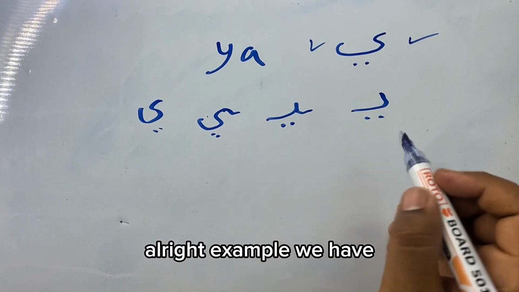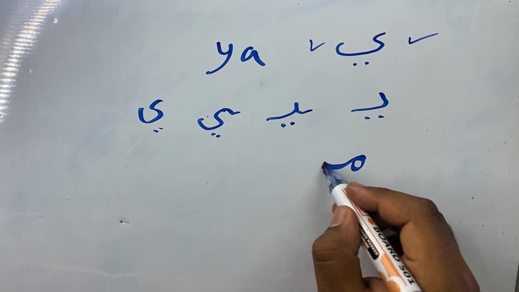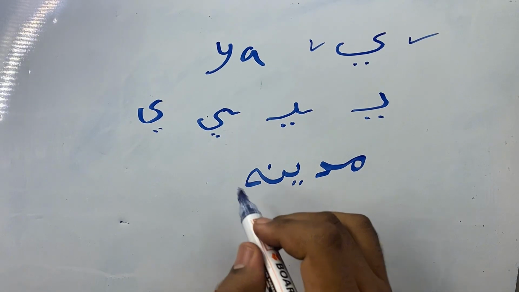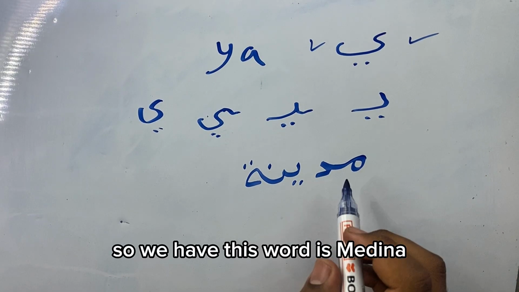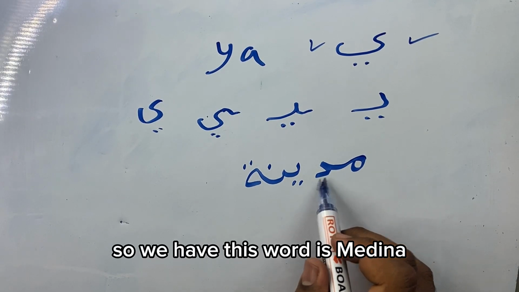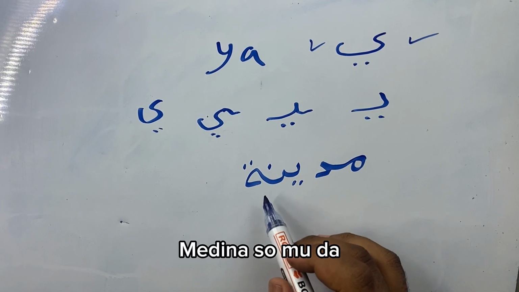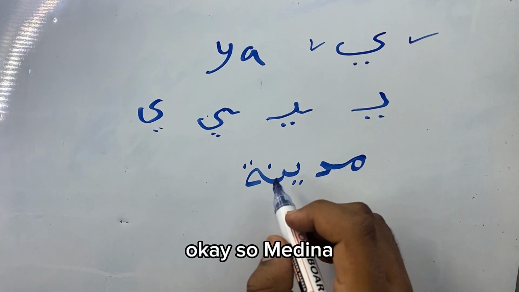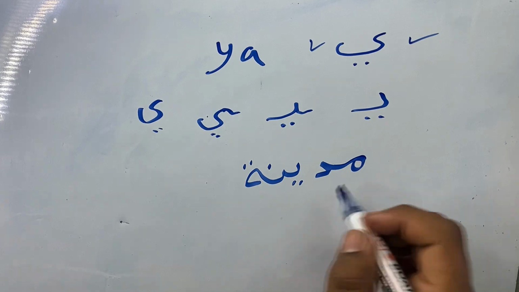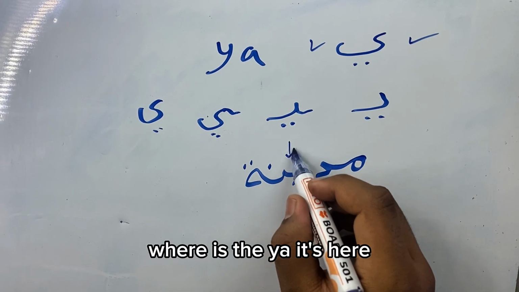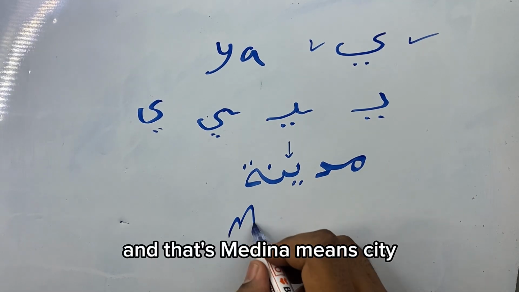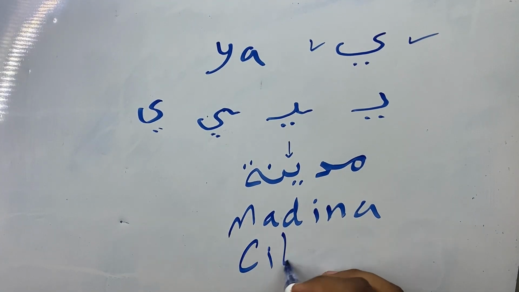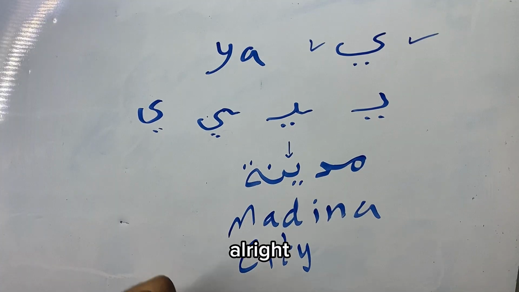All right, example, we have this word. It is Medina, M-D-I-N-A. Okay, so Medina, where's the ya? It's here. And that's Medina, which means city.